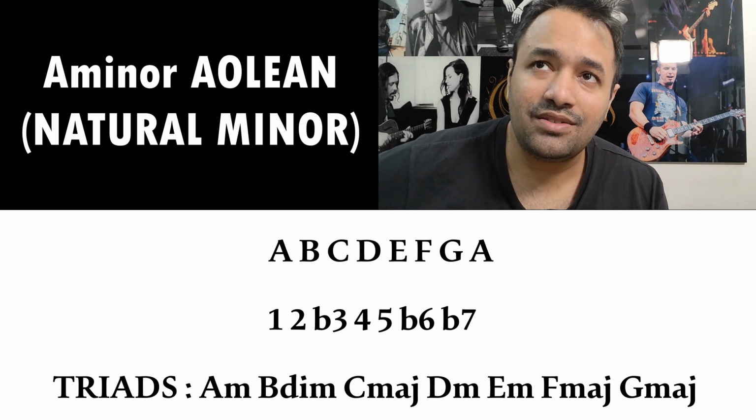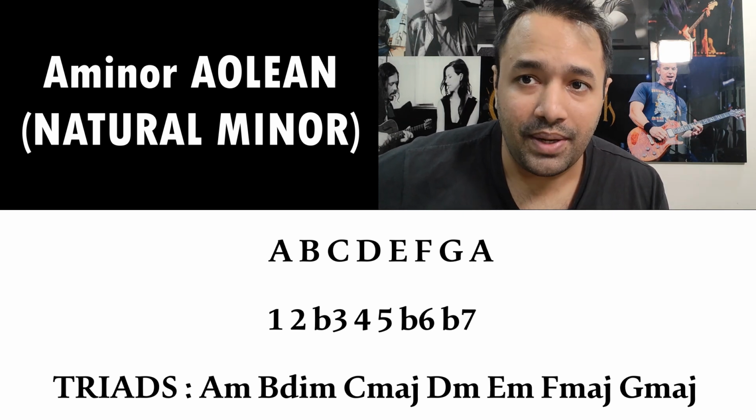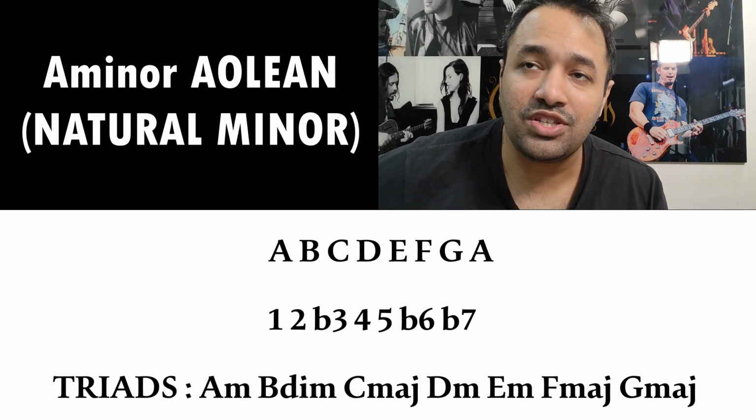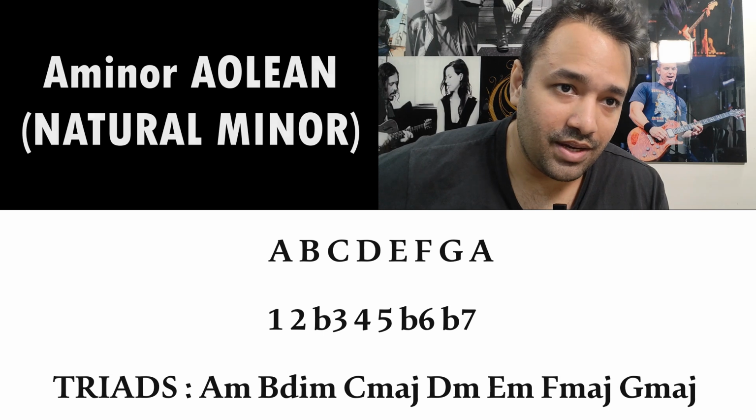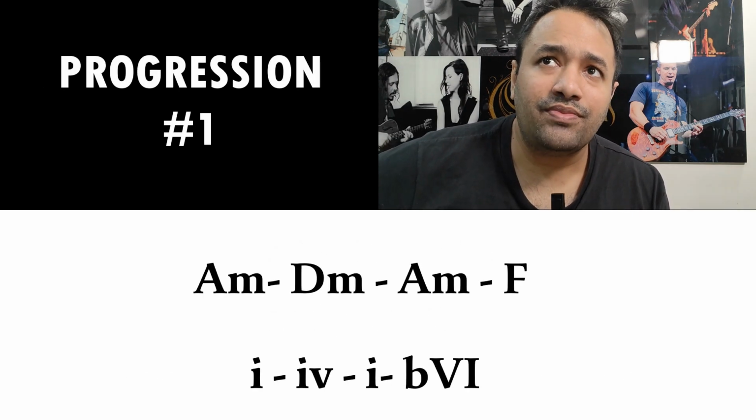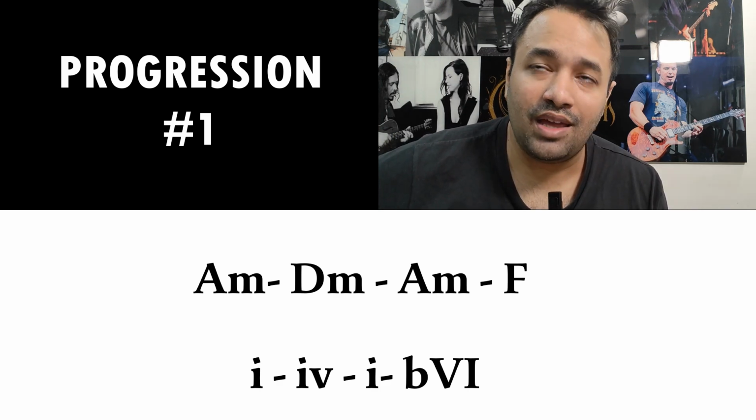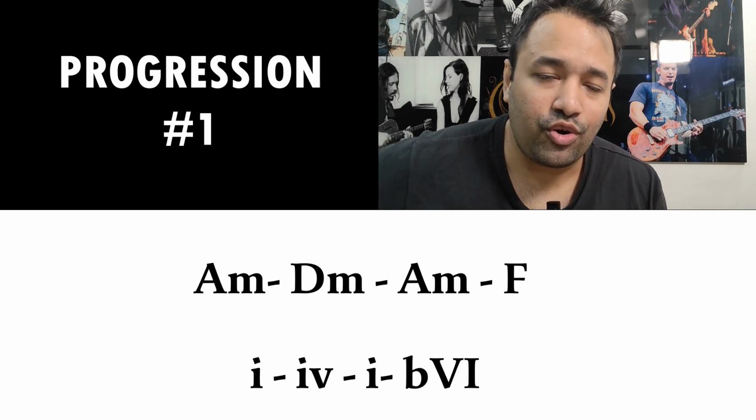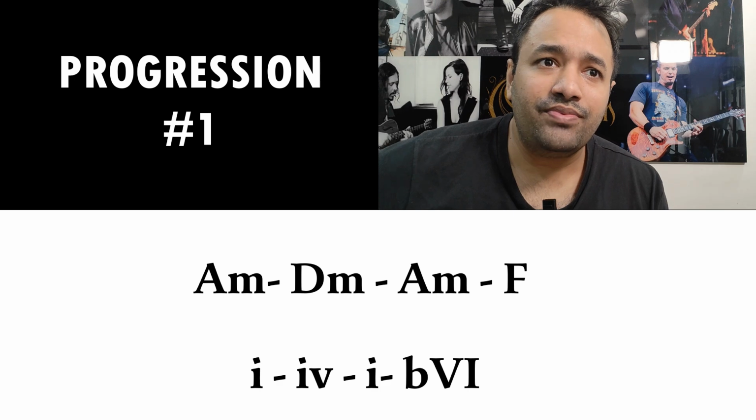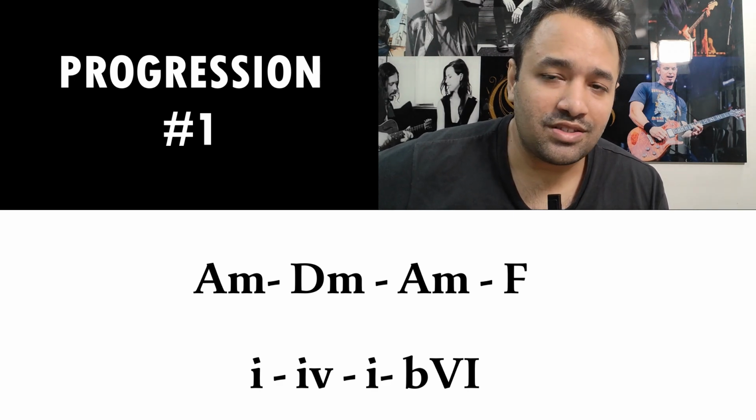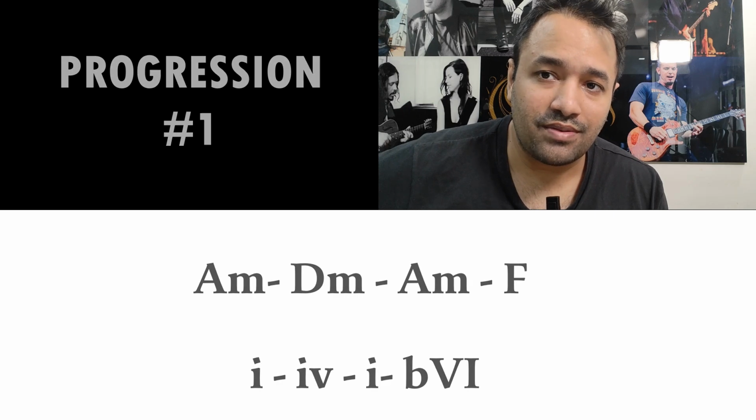And when we harmonize this, we get the chords A minor, B diminished, C major, D minor, E minor, F major, G major, and we're back to the A minor. So if you look at the chords on your screen in chord progression 1, we have the A minor, D minor, and the F major. It's actually an F major 7 sharp 11, but it's basically an F chord. So these are the 1 and the 4 and the flat 6 chord respectively. So this is a pretty straightforward analysis for this one.